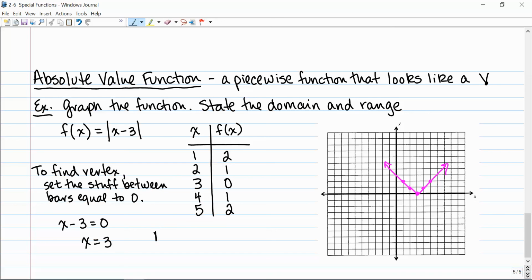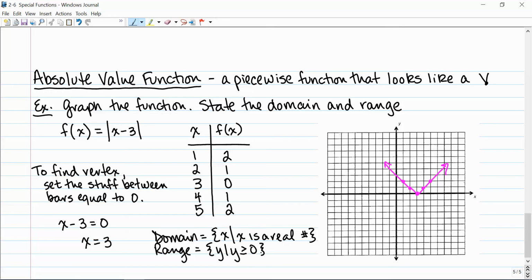Now the domain is going to be all real numbers, the set of all x such that x is a real number. And my range is going to be the set of all y such that y is, and let's take a look at the graph. So what values can y be? Doesn't look like y can be anything negative, so y has to be greater than or equal to 0.